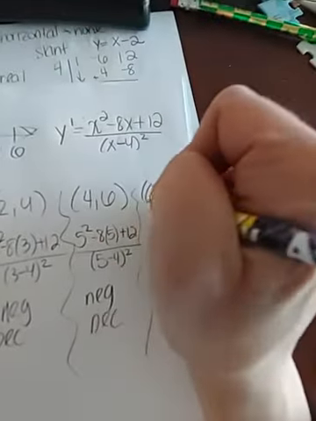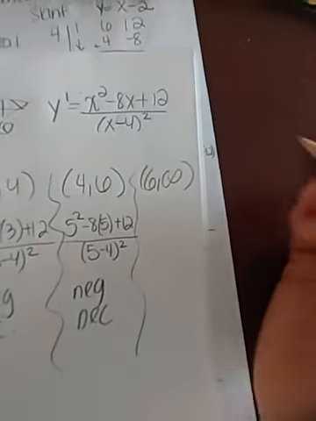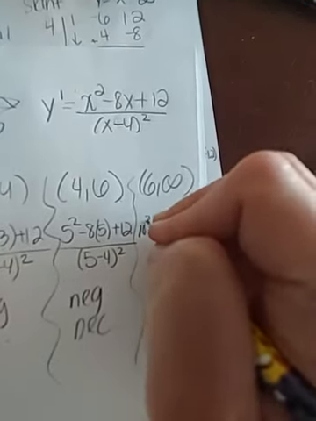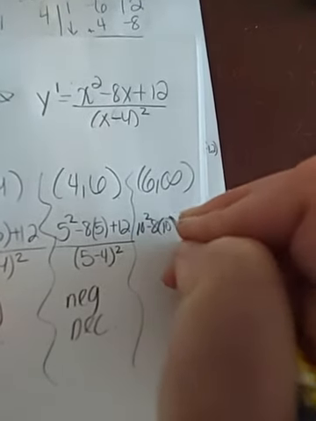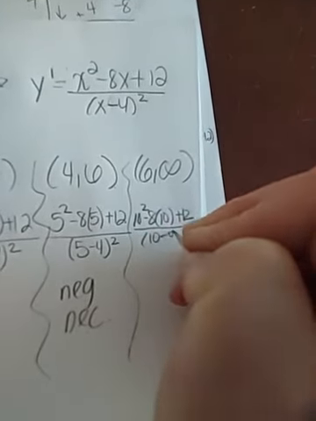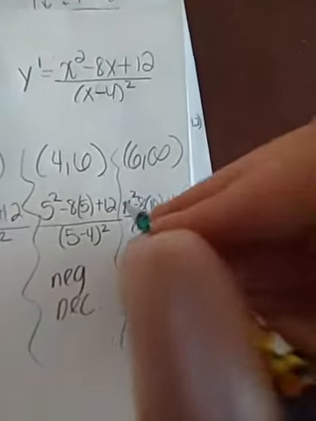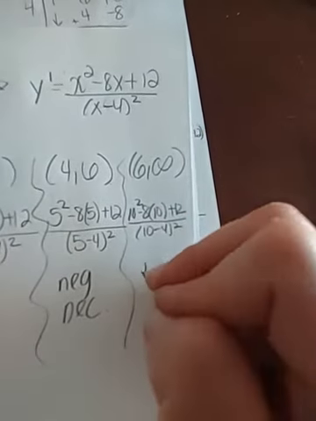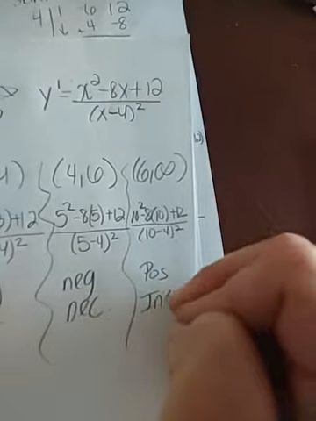I have to test 6 to infinity. All right, so 6 to infinity, I'll use 10. 10 squared minus 8 times 10 plus 12 over 10 minus 4 squared. Bottom is positive. 100 minus 80 plus 12, that's positive over positive. So the whole thing is positive, which means that I'm increasing.